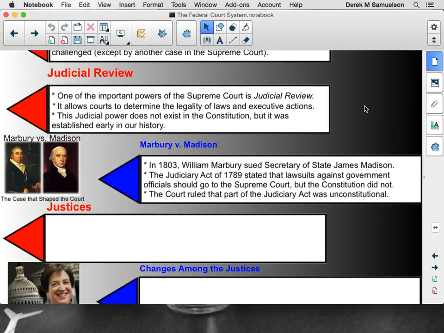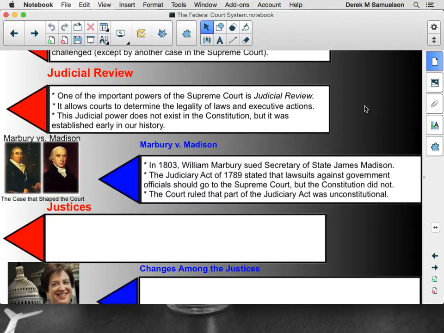Marbury versus Madison. In this case, in 1803, William Marbury sued the Secretary of State, James Madison. James Madison was sued by this individual. James Madison is a member of the federal government, a member of the executive branch, who refused to give William Marbury an appointment that he had been granted by the previous president.